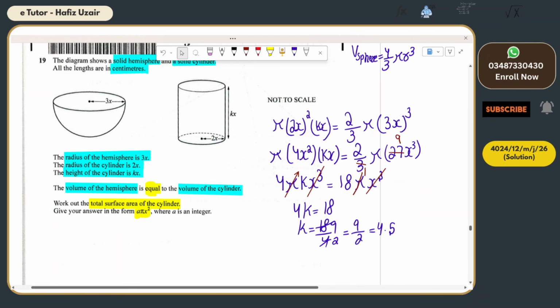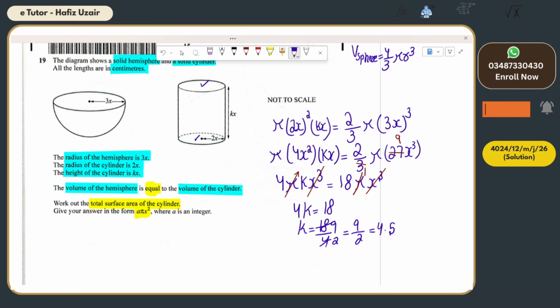So what is the surface area of the cylinder? On the cylinder you have two circles, and the area of a circle is pi r square. And what is the radius of this cylinder? It's 2x. So you can write pi times (2x) square plus pi times (2x) square plus 2 pi r h.